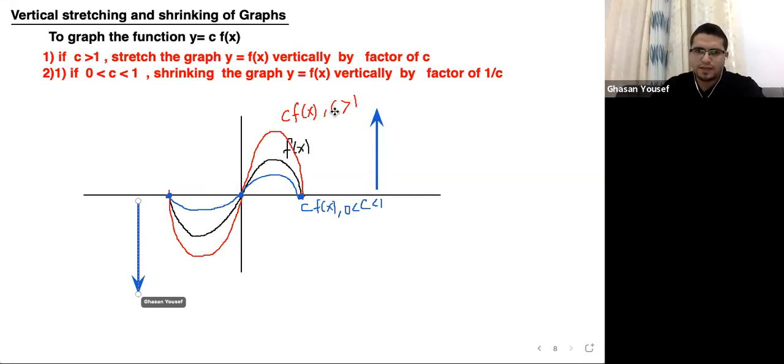So now for this one, if c again is greater than 1, we do stretching. If c is between 0 and 1, like 1/2, 1/4, 1/5, we do shrinking. Shrinking means we push the black curve down close to the x-axis. Now horizontally.